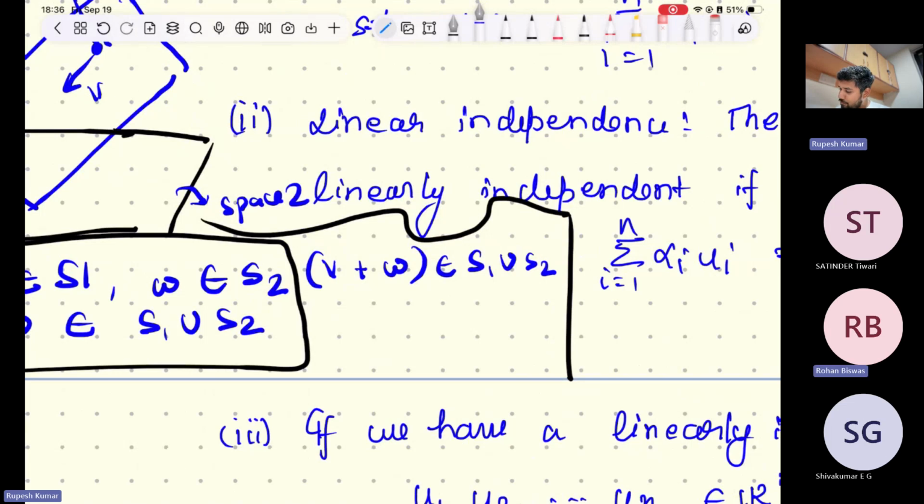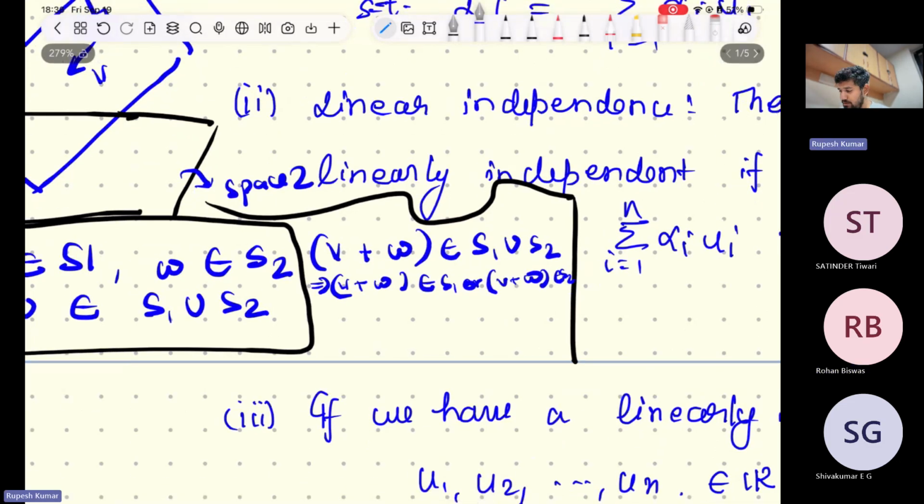But one thing we can say: if V plus W belongs to S1 union S2, this implies essentially that V plus W belongs to S1 or V plus W belongs to S2. Is this true? Yes, it should be "or" in the middle. This means (V plus W) dot n1 cap equals 0 or (V plus W) dot n2 cap equals 0.